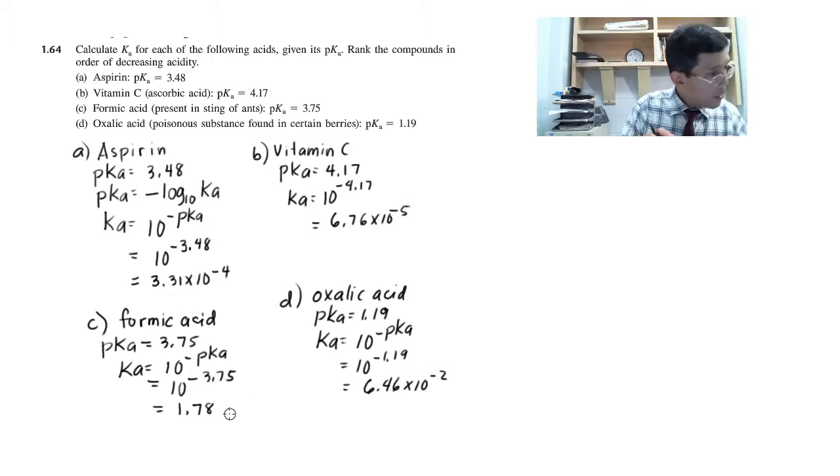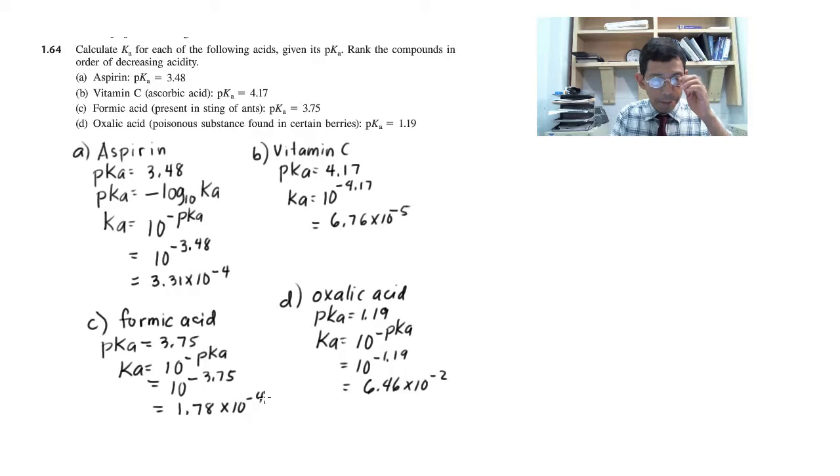I'm sorry, this here, 10 to the negative 3.75, that should be 1.78 times 10 to the negative 4. Okay.